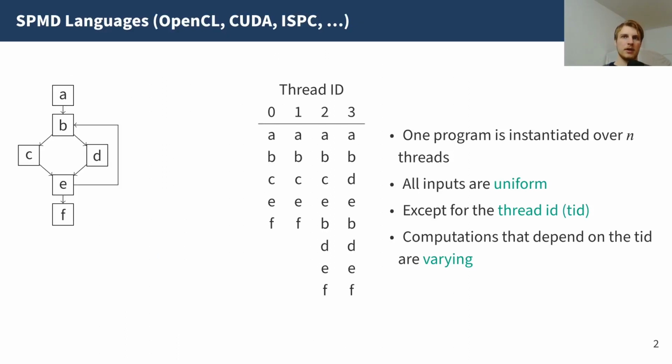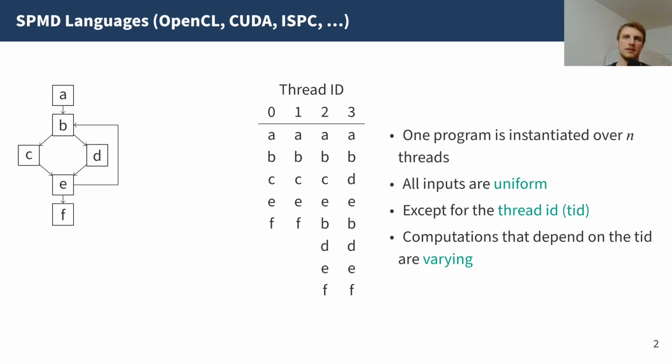Let's start with a short introduction to SPMD programming. SPMD stands for Single Program, Multiple Data. It is an important parallel programming paradigm, and it is predominant in GPUs. Some of the well-known SPMD languages are CUDA and OpenCL. An SPMD program is instantiated n times. These instances of the program are often called SPMD threads or vector lanes. These n threads are executed independently.